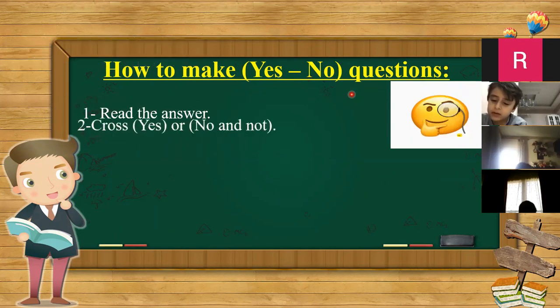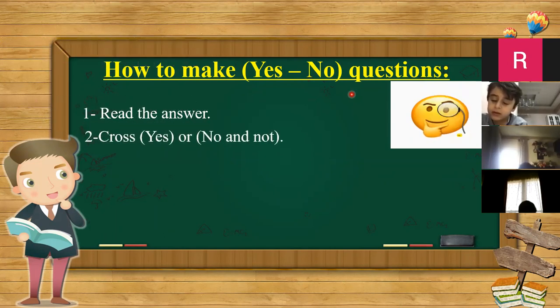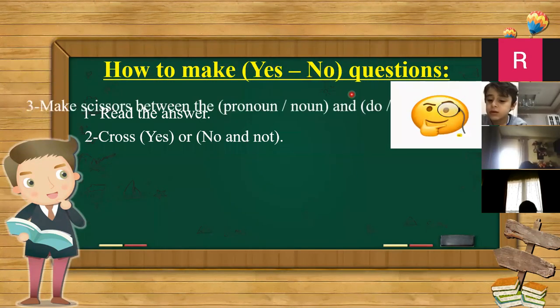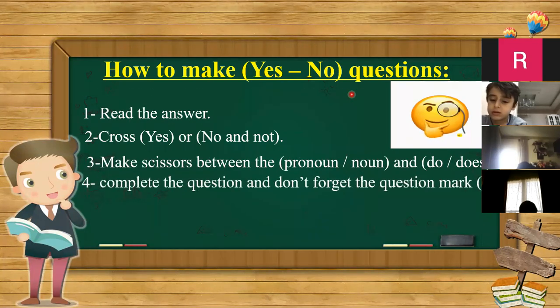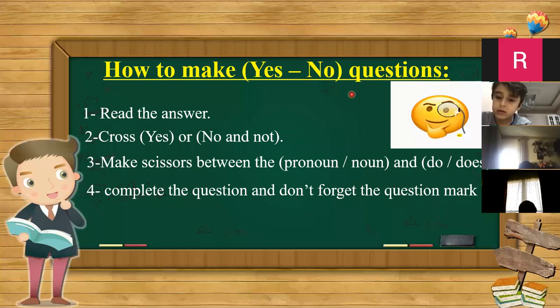Step number two, we have to cross. Yes, excellent, Laura. Cross yes or no and not. And step number three, make scissors between the pronoun or noun and do or does here. And the last step, complete the question and don't forget the question mark. So these are the four steps of making any yes or no question.